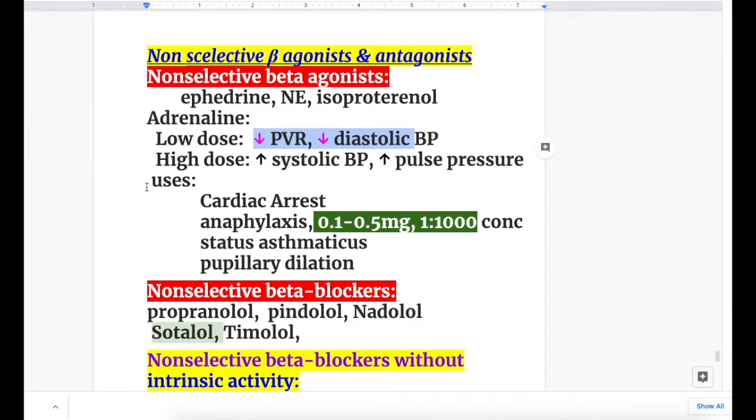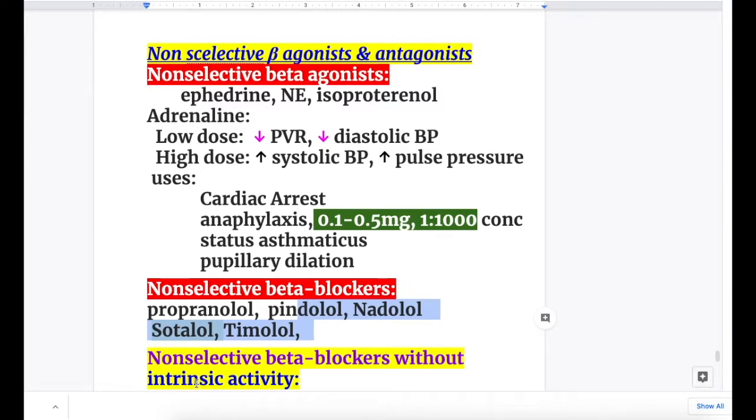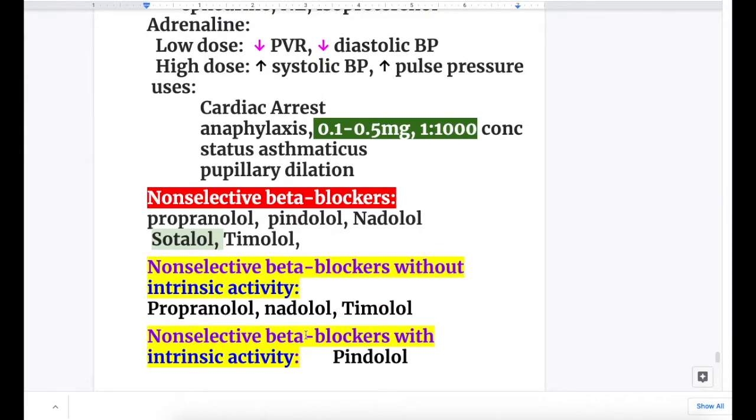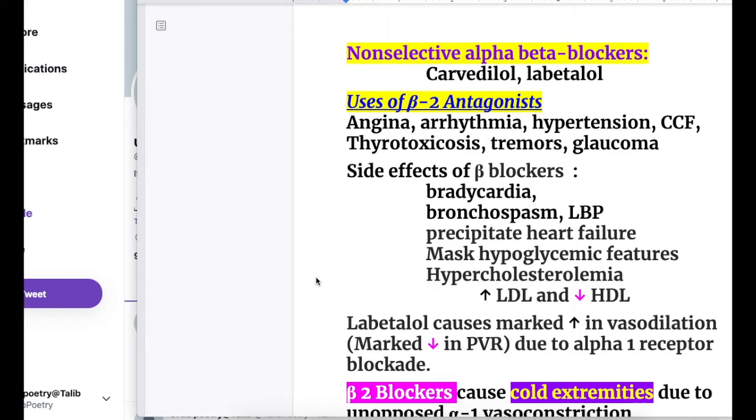The uses of adrenaline are in cardiac arrest and anaphylaxis, where it's given in 0.1 to 0.5 mg at a concentration of 1 to 1000; it's also used in status asthmaticus and in pupillary dilatation. Non-selective beta blockers, examples are propranolol, pindolol, nadolol, sotalol, and timolol. Non-selective beta blockers without intrinsic activity are propranolol, nadolol, and timolol. Non-selective beta blockers with intrinsic activity, an example is pindolol. Non-selective alpha-beta blockers are carvedilol and labetalol.